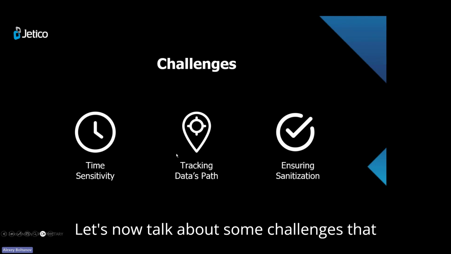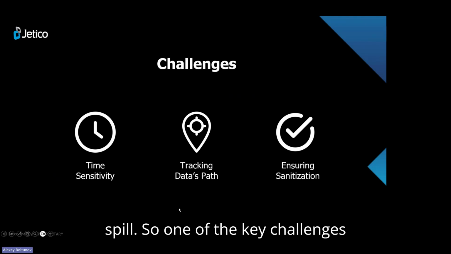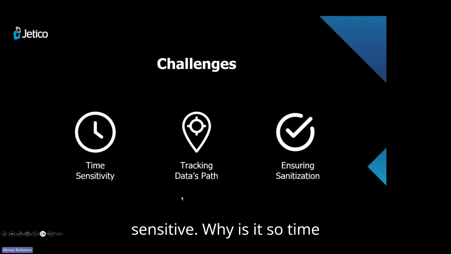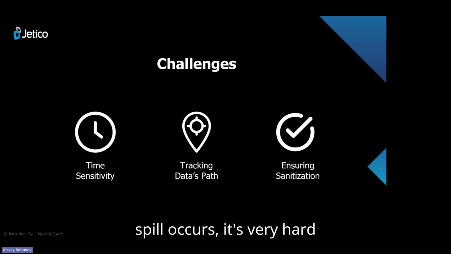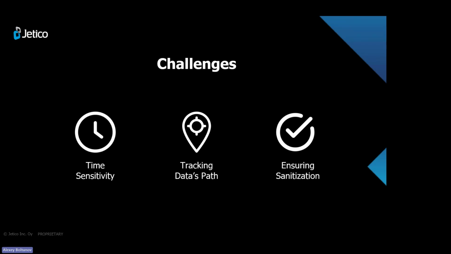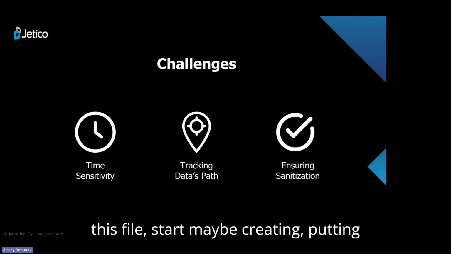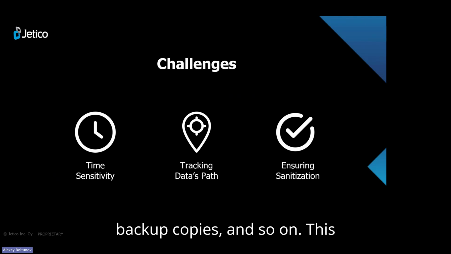Let's now talk about some challenges that come up when addressing classified data spills. One of the key challenges is that data spills are usually time sensitive. Why is it so time sensitive? Because after the initial spill occurs, it's very hard to notice how the data is propagating further. Once this file has ended up on an endpoint it shouldn't be residing on, third-party apps start working with this file, maybe putting it into their databases, creating backup copies, and so on.